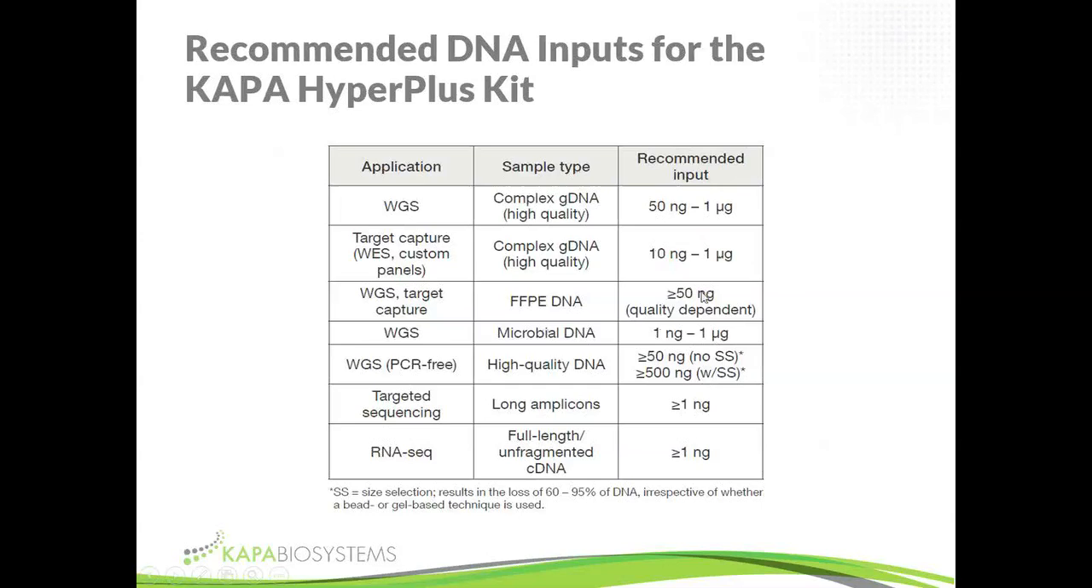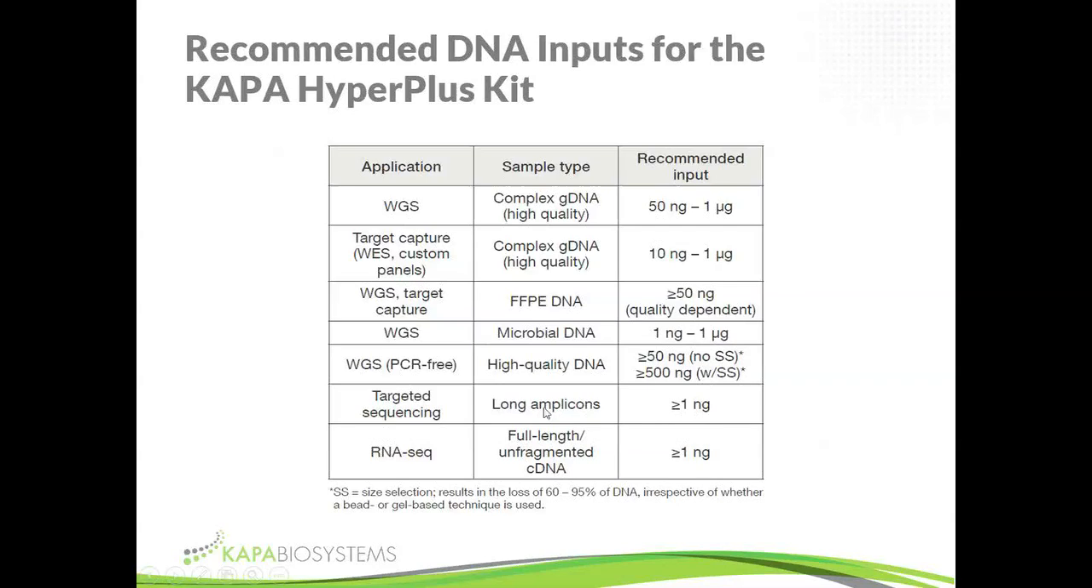And so for FFPE DNA, most people are working between 50 and 250 nanograms. It's very quality dependent, so if your FFPE quality is good, you have a good chance of making a library from 50 nanograms of DNA. If it's poor, you will probably need 250 nanograms minimally to make an acceptable library. Whole genome sequencing for microbial depends very much on the genome size. And then we can keep on going. Amplicons are obviously very low complexity DNA, and so anything more than a nanogram is good enough.